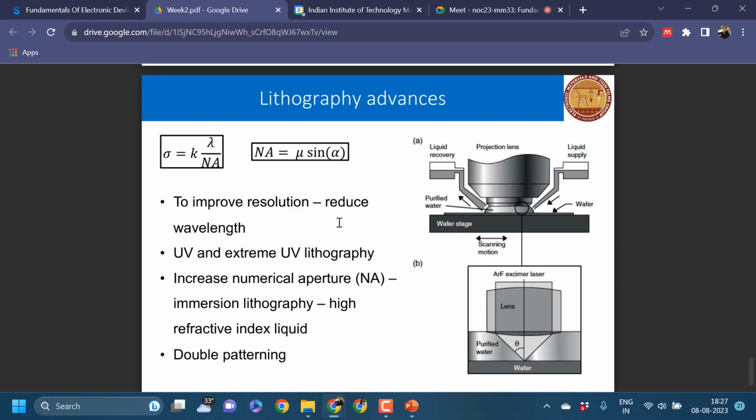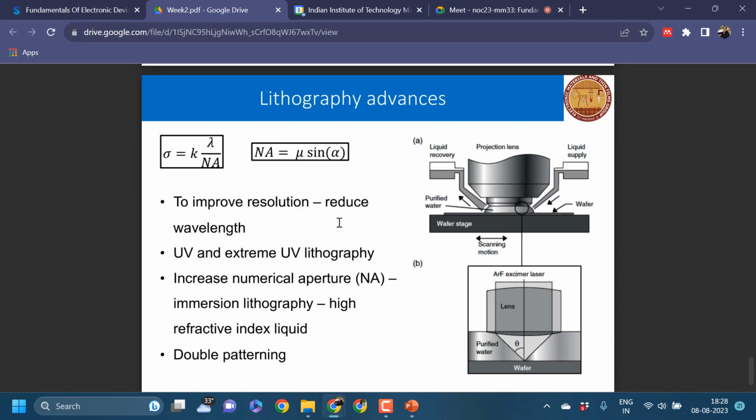In normal lithography, we use only a single mask, but in double patterning, adjacent features will be designed simultaneously by using multiple masks. So that is the case with double patterning. Double patterning is also one other type of lithography that is used for improving the feature size.